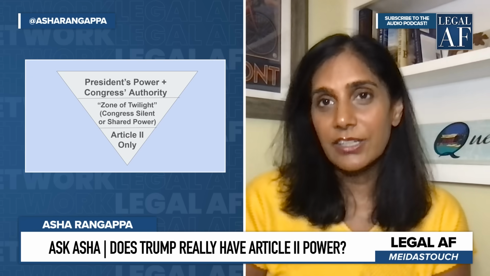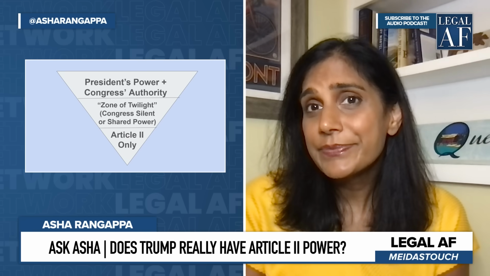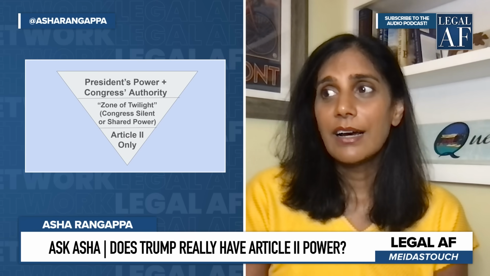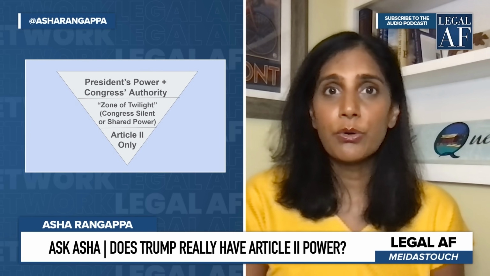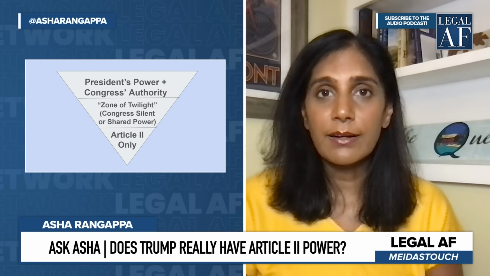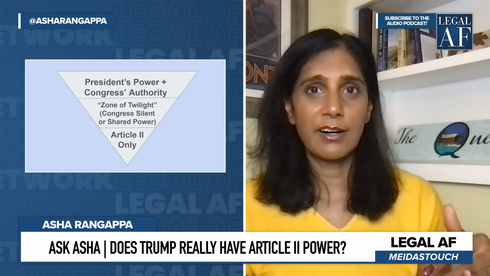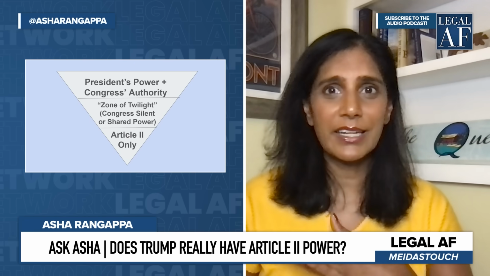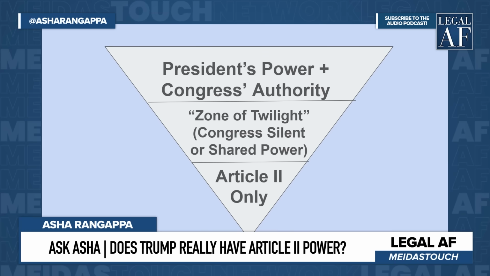The second tier is where Congress is silent. They haven't legislated on a particular issue, and it might be an area where there is some shared power. It could be things like foreign policy, where it's really unclear based on the constitutional text where one branch's power begins and one ends. And Justice Jackson called this the zone of twilight. Not to be confused with the Twilight Zone, which is also what we're living through right now.